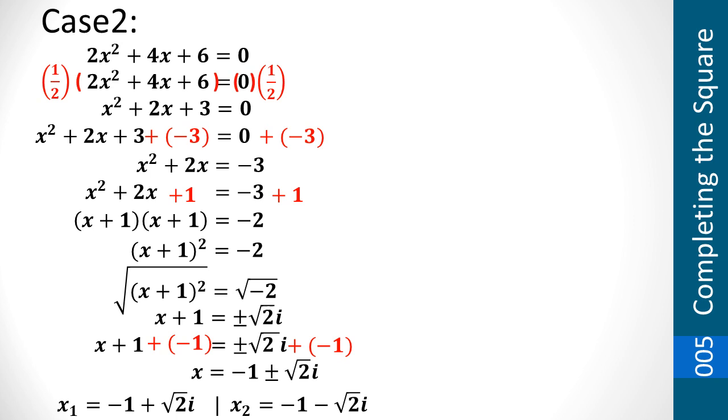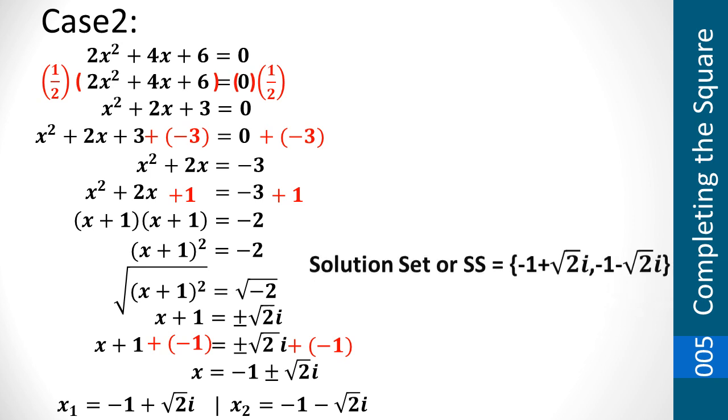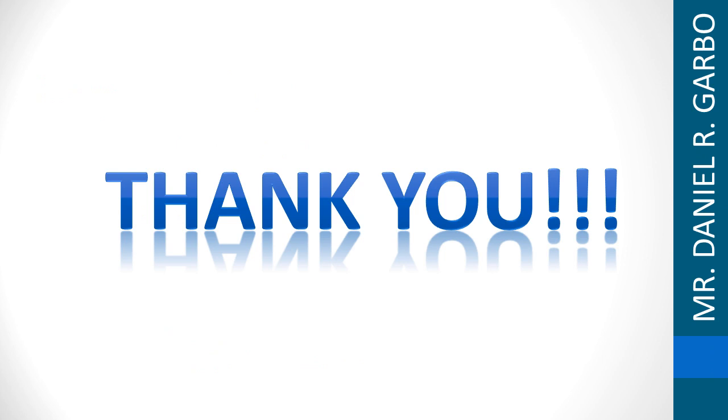Okay? So, pag-iwalayin lang natin, we have x sub 1 equals to negative 1 plus the square root of 2i. And x sub 2 is negative 1 minus the square root of 2i. And writing that for our solution set, we have the elements negative 1 plus the square root of 2i and negative 1 minus the square root of 2i. Okay? And that's all for now. That is how we solve for the roots of a quadratic equation using completing the square.